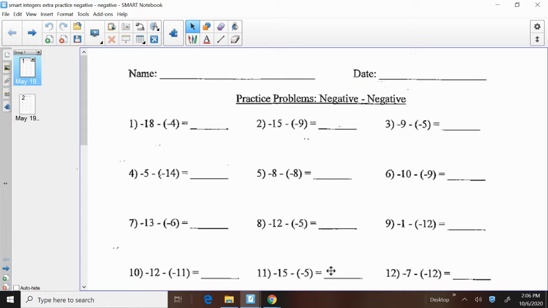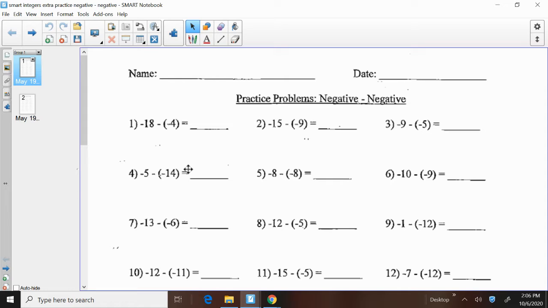Hello class. I'm going to show you today more with integers. Today is going to be a negative number minus a negative number. And whereas the previous video that you saw where I had a positive minus a negative I said was really easy, this is probably the most difficult one out of all the integers to work with.